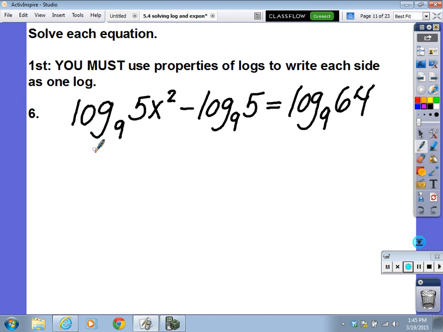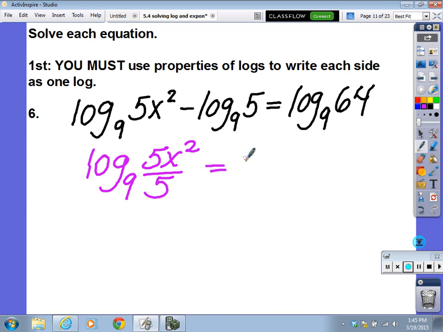So we have log to the base 9 of 5x squared, and properties of logs say that when we subtract, we will do what? Divide. So divided by 5. Any questions on how I made that one log? Log to the base 9 of 5x squared, we are minusing the log to the base 9 of 5. When we subtract, we divide, so we'll write it like this. We have that is equal to log to the base 9 of 64.